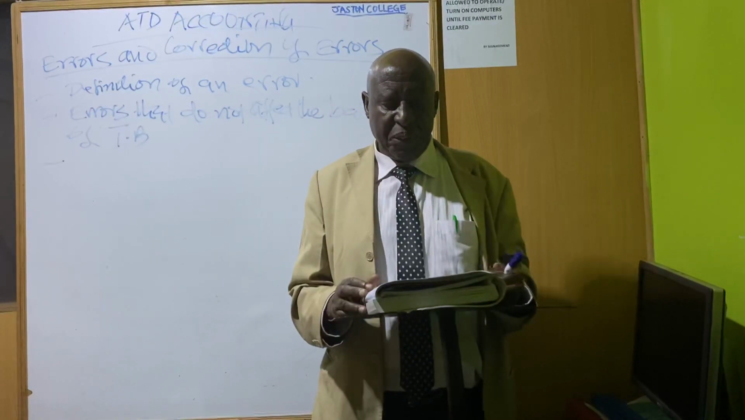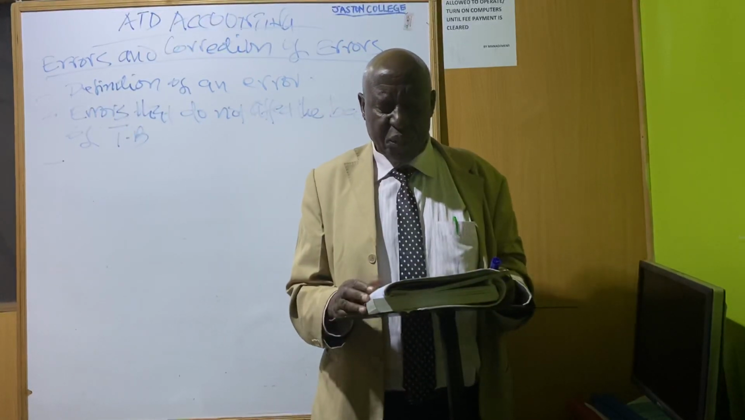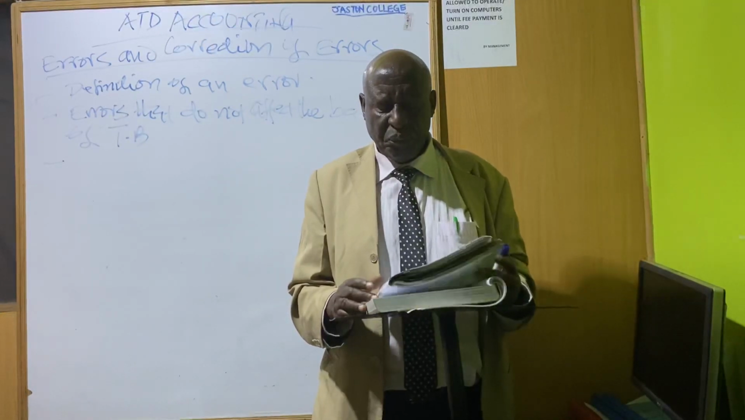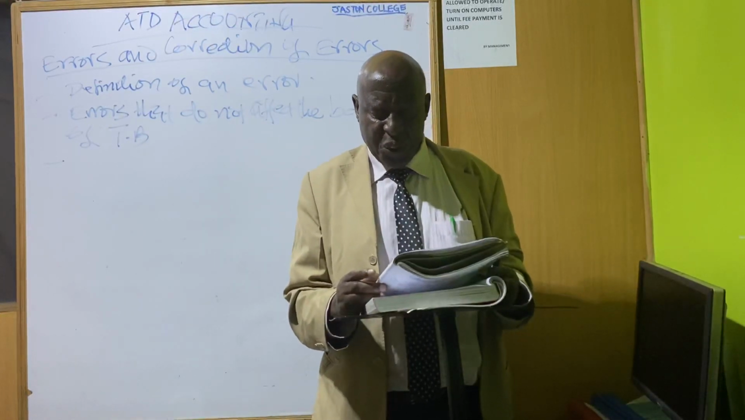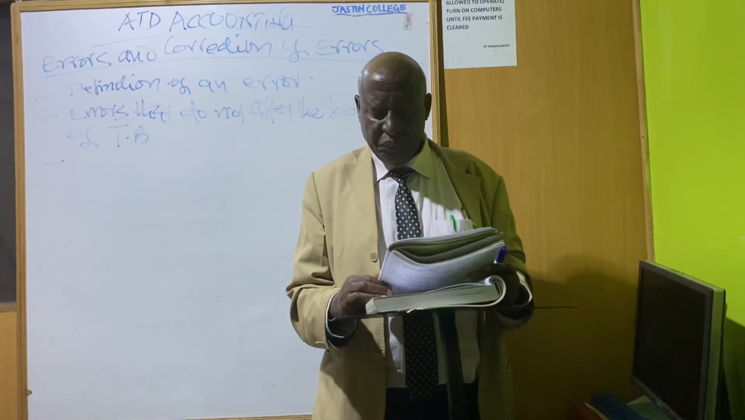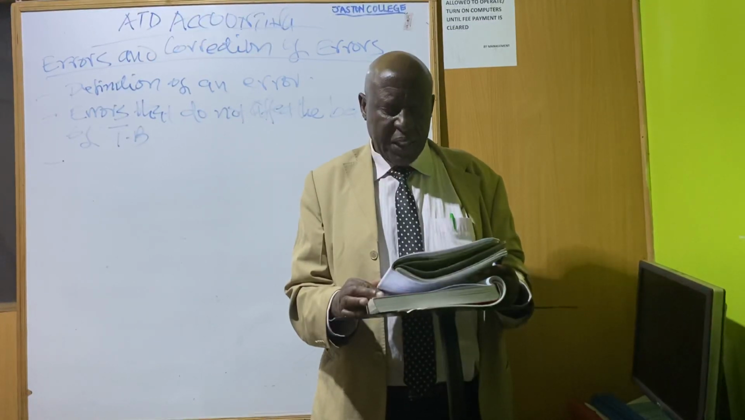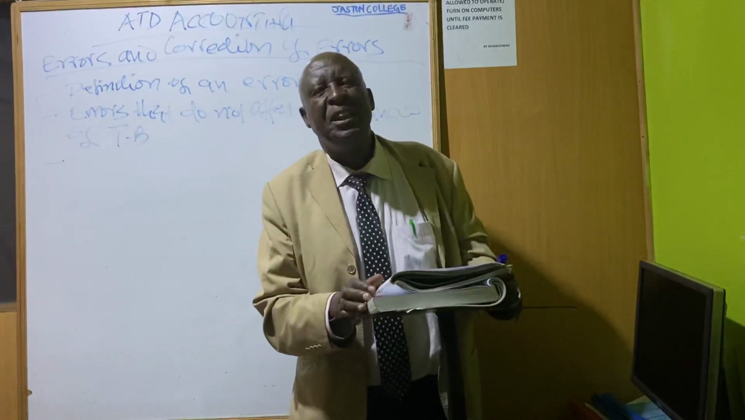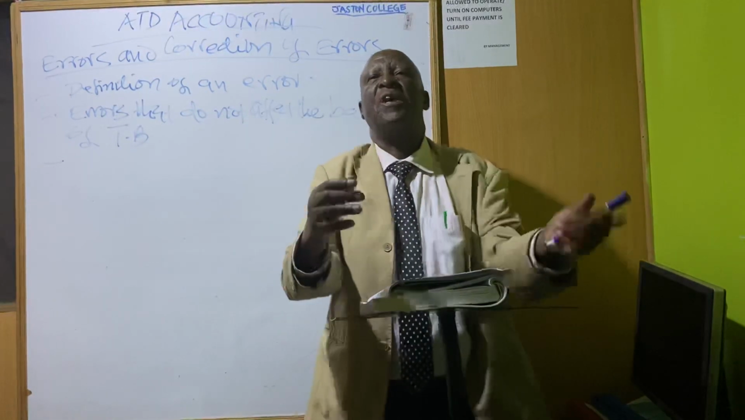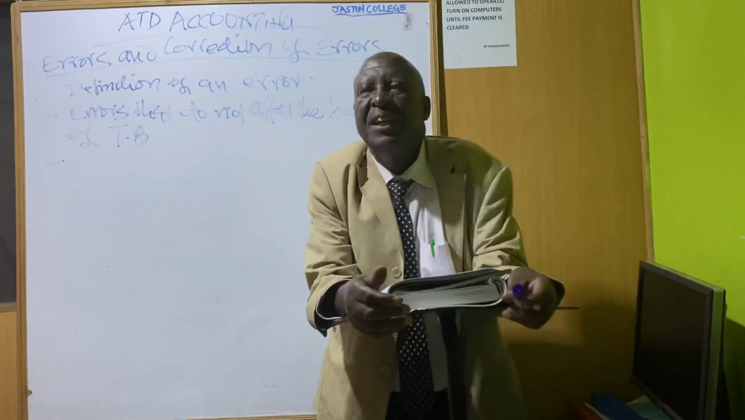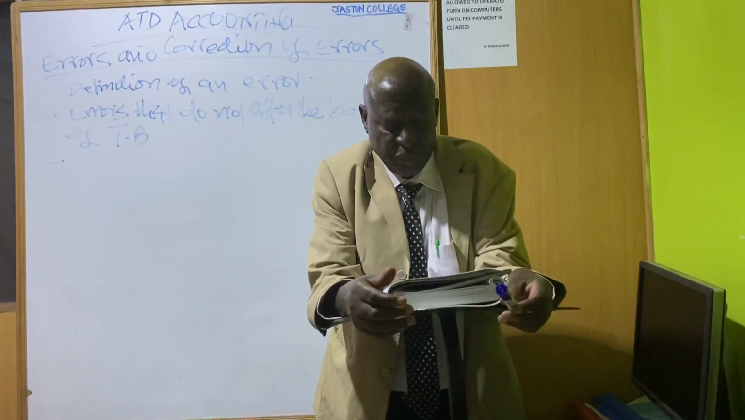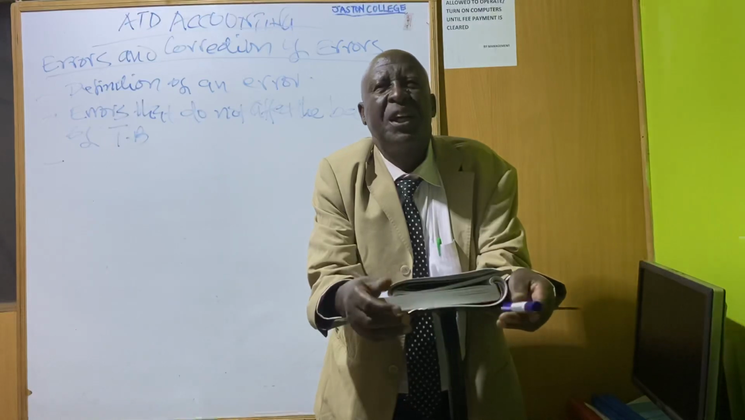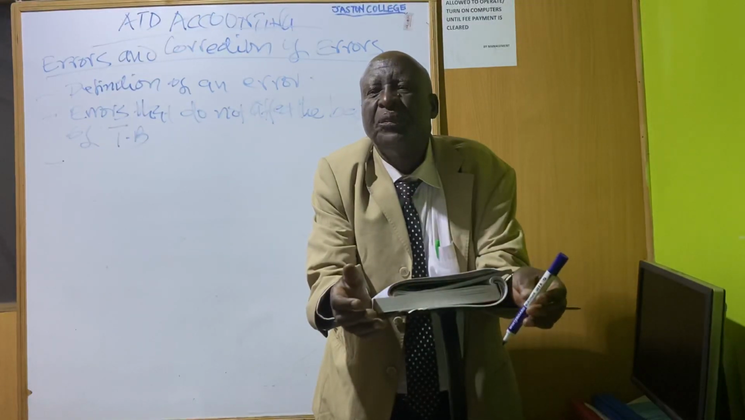We also have errors of original entry. That is an incorrect amount in the first instance of recording an entry in a journal. And you know, journals are the original books of accounting.